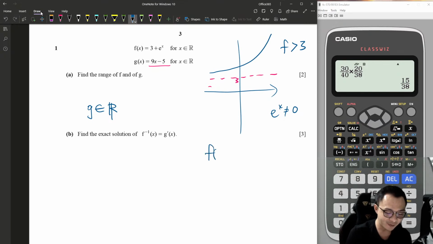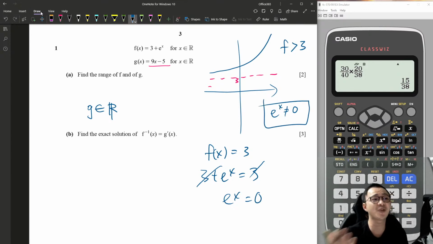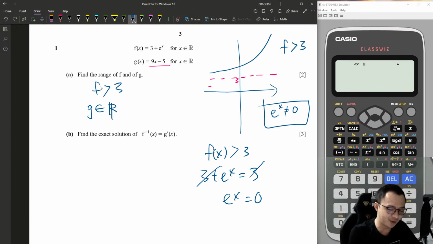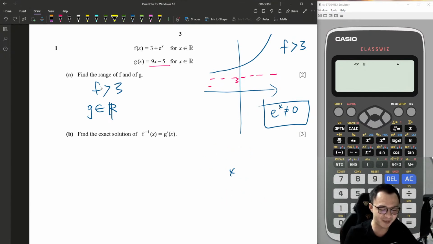Because what if f(x) equals 3? Let's see. 3 plus e^x equals 3. Then I minus them, e^x equals 0. But like I say, e^x can never equal 0, because when e^x equals 0, you get a math error. So in this case, it cannot equal 3. It must be bigger than 3. So you cannot write bigger than or equal to 3. It will be wrong. Okay, so f is bigger than 3. If you understand the exponent graph, these 2 marks are very easy. But if you don't understand it at all, then it will be a bit hard for you.